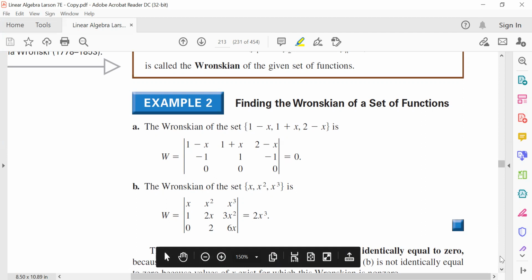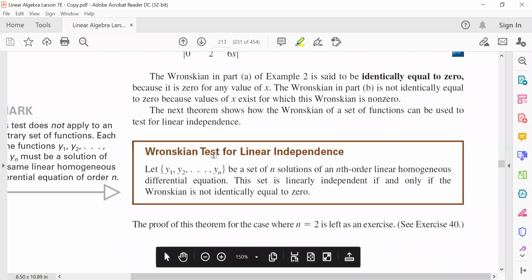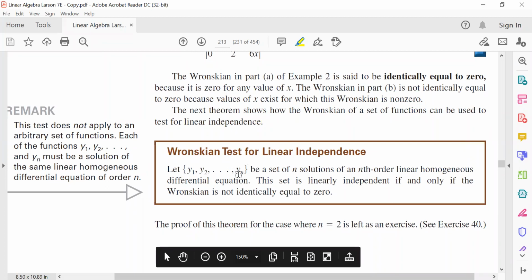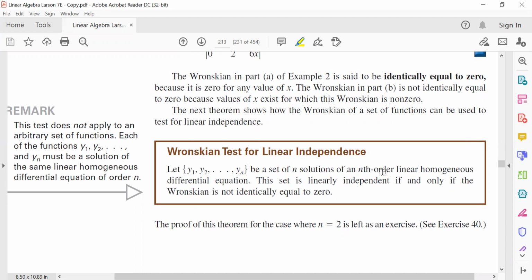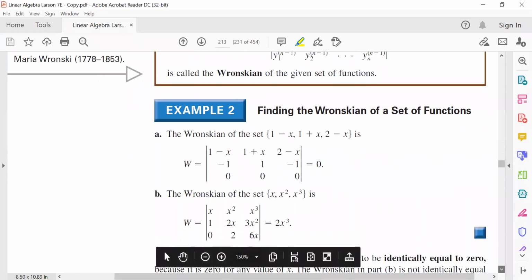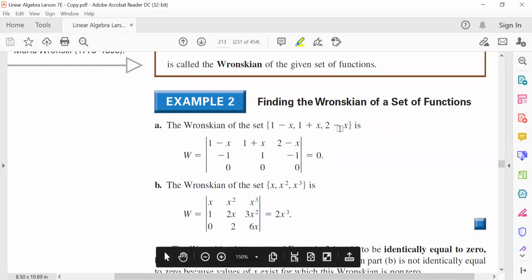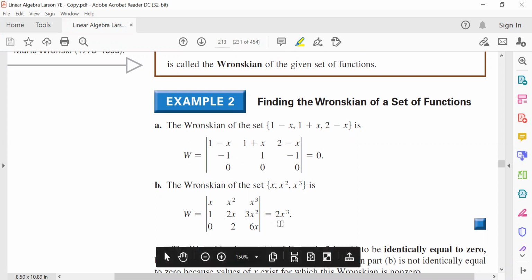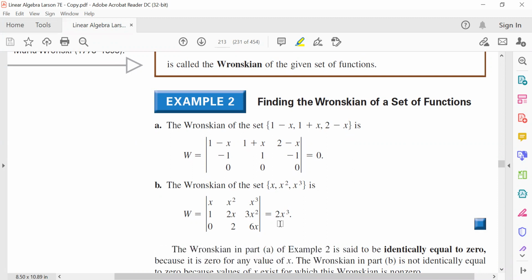Now, why am I pointing out this idea of identically equal to 0? Funny you should ask. It is because we now have the Wronskian test. The Wronskian test tells us that if I have n functions which are all solutions of an nth order linear homogeneous differential equation, this set is linearly independent if and only if the Wronskian is not identically equal to 0. Which means, in the example that we just did, the first three functions are not linearly independent, and it's not that hard to see how you could make that happen. And these three are linearly independent because this is not identically equal to 0. Yes, it's possible that 2x cubed could equal 0, but it's not always equal to 0.